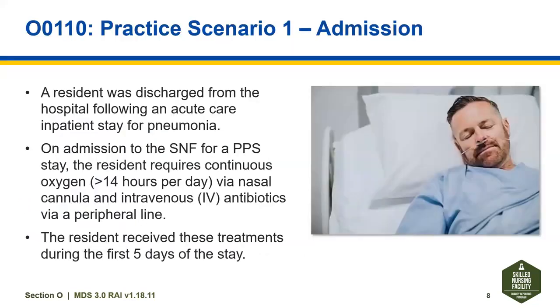So let's just walk through our first scenario. A resident was discharged from the hospital following an acute care inpatient stay for pneumonia. On admission to the SNF for a PPS stay, the resident requires continuous oxygen via nasal cannula, which is defined as more than 14 hours per day. He also has IV antibiotics via a peripheral line. The resident received these treatments during the first 5 days of the stay.